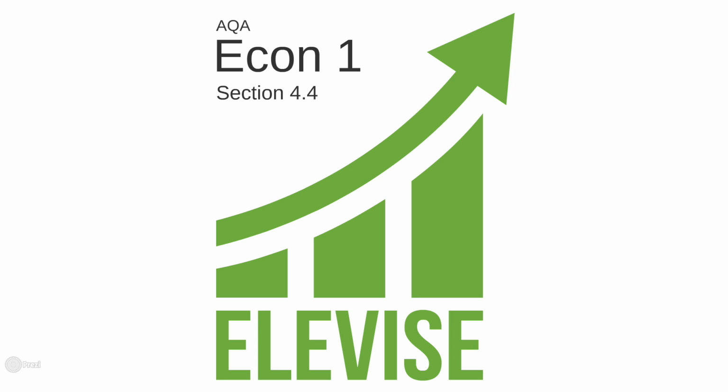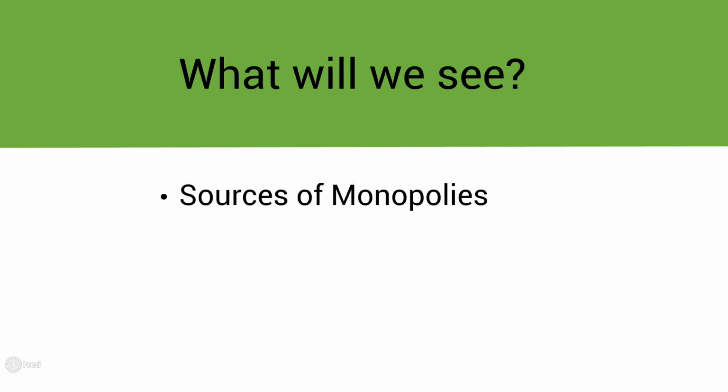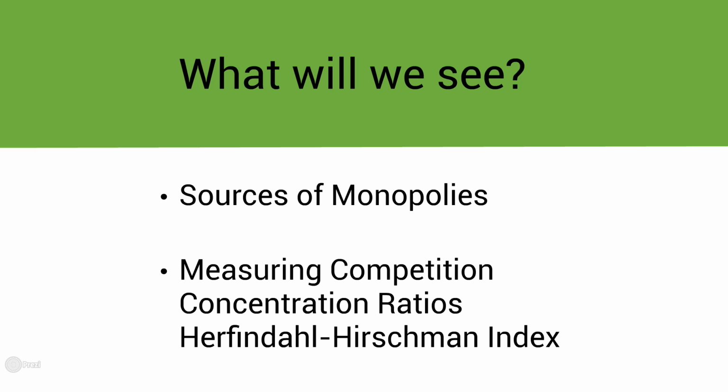Hi, and welcome to section 4.4 for Econ 1 on the AQA exam board. Today we're going to be looking at what the sources of monopoly are and how we measure competition. We'll be measuring competition through concentration ratios and the HH index. So, first let's have a look at the sources of monopolies.